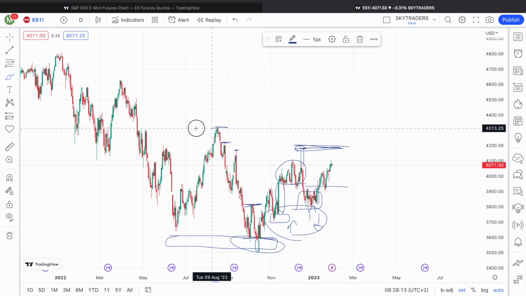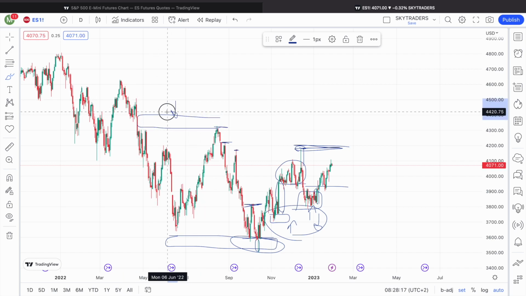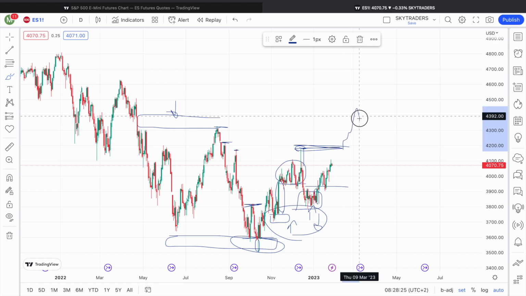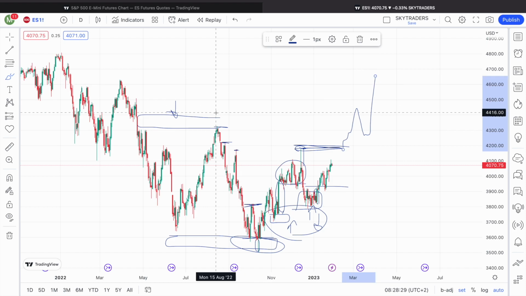Why is it a really important area in here? Because there's a lot of sellers and a lot of sell stops or buy stops that, if the market's going to go up, it has to attack these levels, slightly retrace, and then attack more and more levels or higher levels.